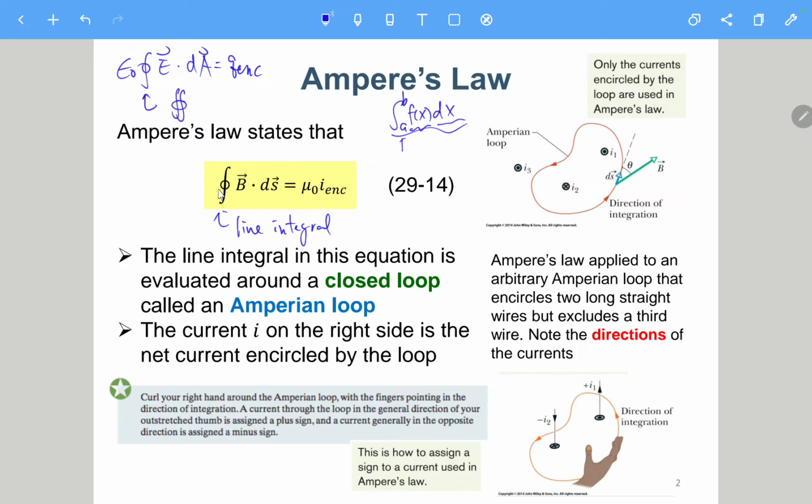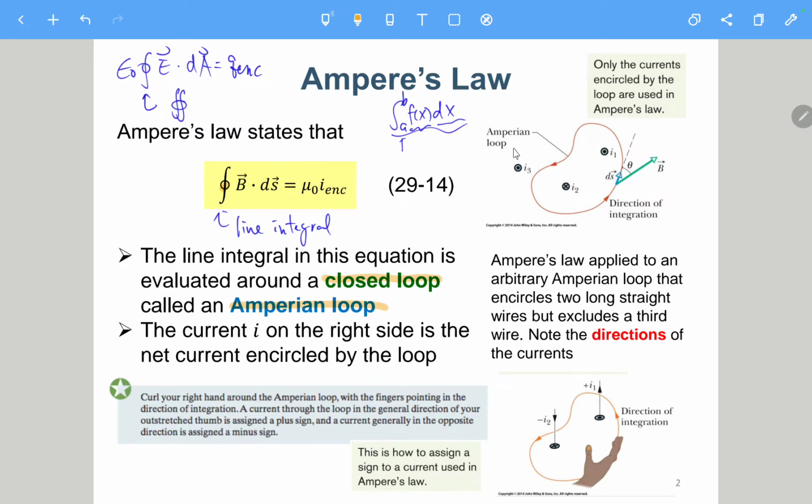This circle also means the path we define is a closed contour or closed loop, which in the textbook is called an Amperian loop. The current I on the right side is the net current encircled by the loop. So let's see how we can use Ampère's law.